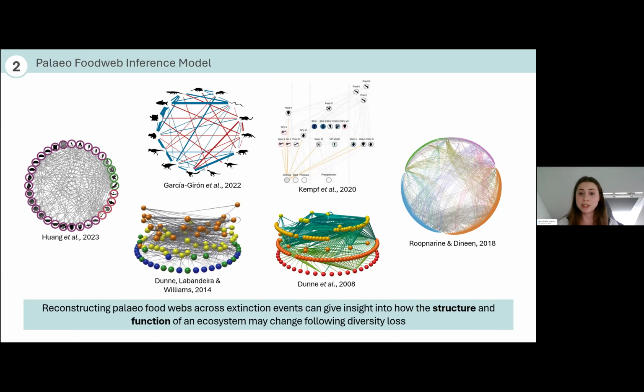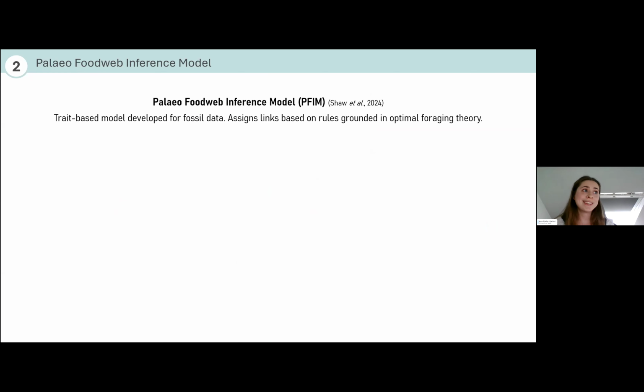But today I'm just going to be focusing on the model which I use, which is the paleo food web inference model. This is a relatively new model, and it's trait-based and specifically designed for fossil data. The way it works is that it assigns feeding links based on rules which are grounded in optimal foraging theory.